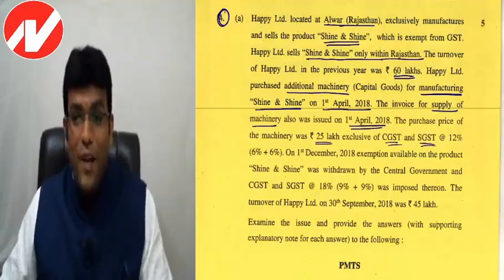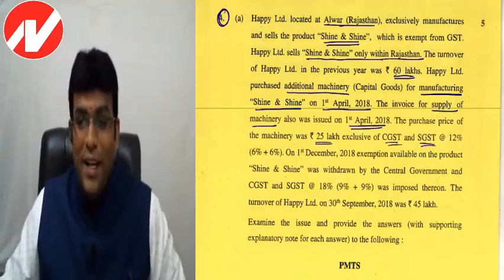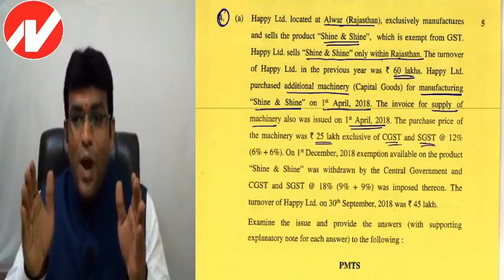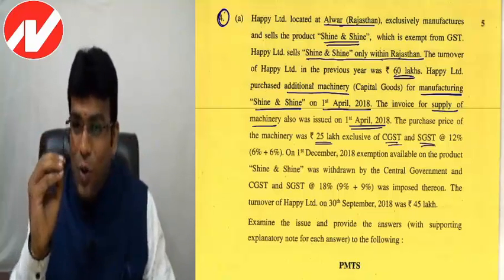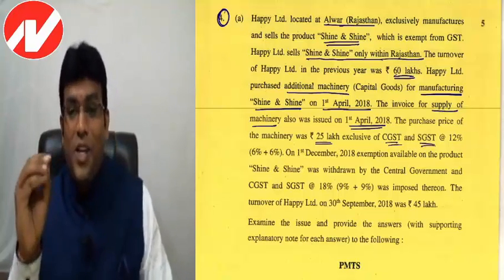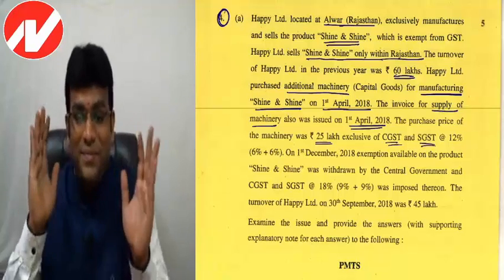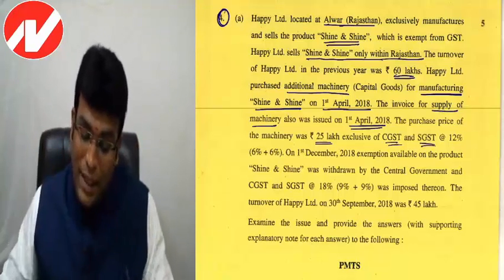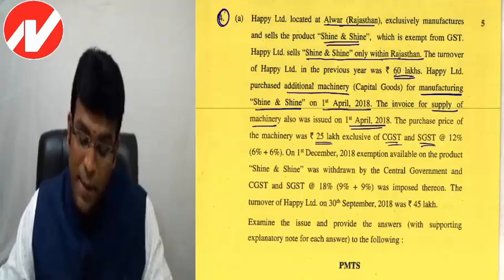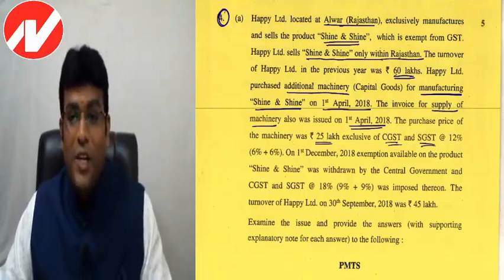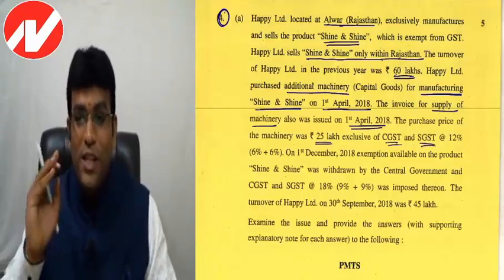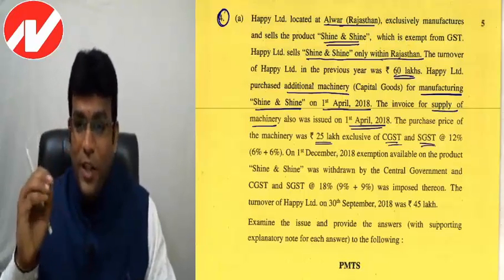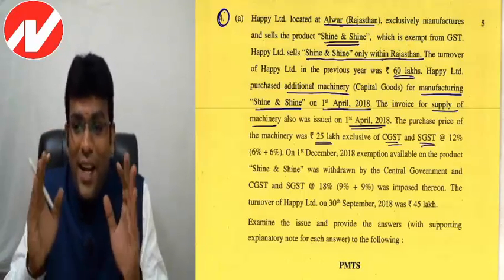So friends, if you see the question very clearly, what is happening here? There is somebody called Happy Limited who are in Rajasthan, and they're exclusively dealing with a product called Shine and Shine, which is purely exempt. And they purchased one additional machinery for manufacturing Shine and Shine on 1st April. Invoice also received on same date. Purchase price is 25 lakhs, exclusive of CGST and SGST.